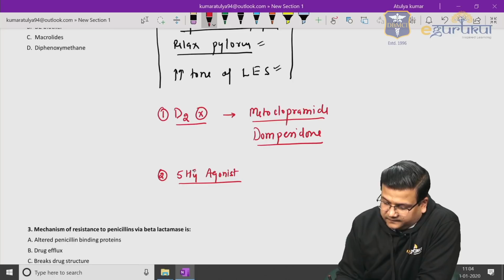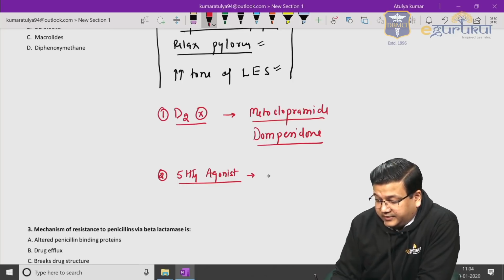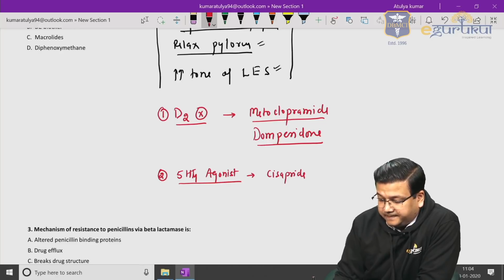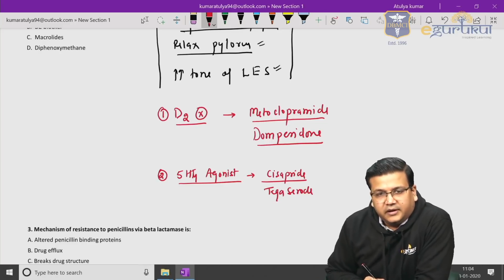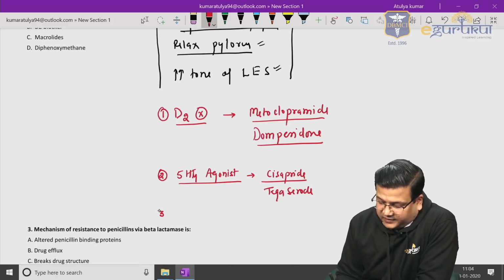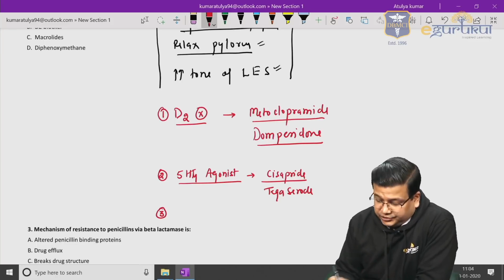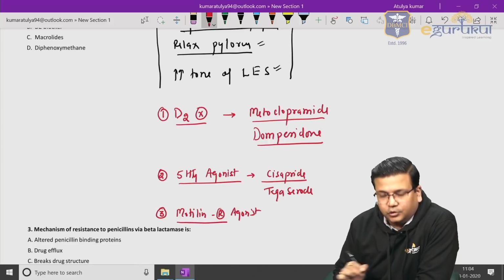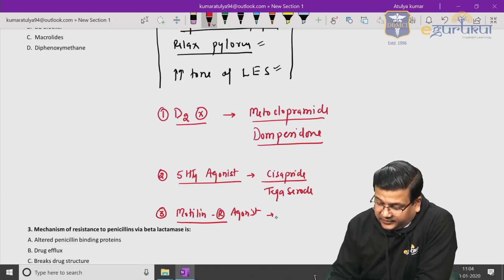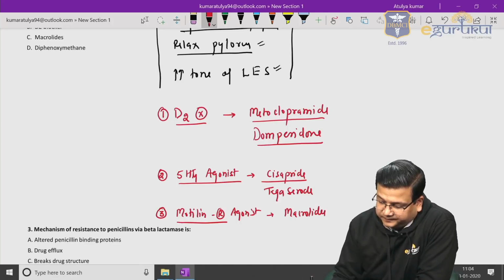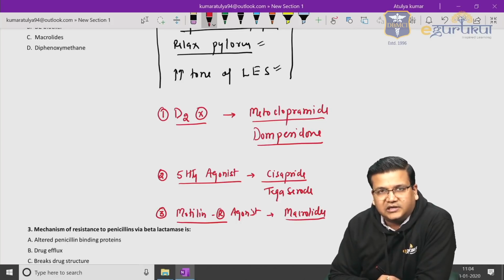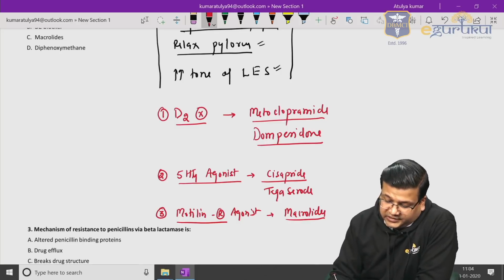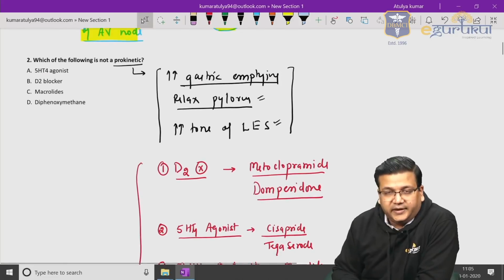5-HT4 agonists, and the drugs are cisapride and another one is tegaserod. The third class of drugs which are mentioned in the options could be motilin receptor agonists. Drugs that will stimulate the motilin receptor, as the name itself suggests, will increase motility, and these are drugs like macrolides. Antibiotics like erythromycin, which belong to the class macrolides, can also stimulate motility. So these are the three classes of drugs that can be classified as prokinetics, increasing gastric motility.